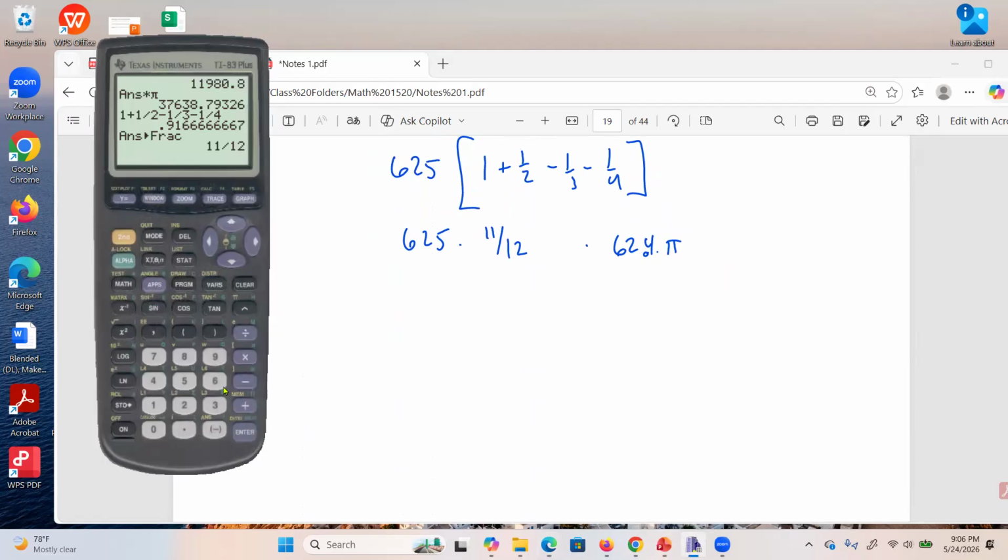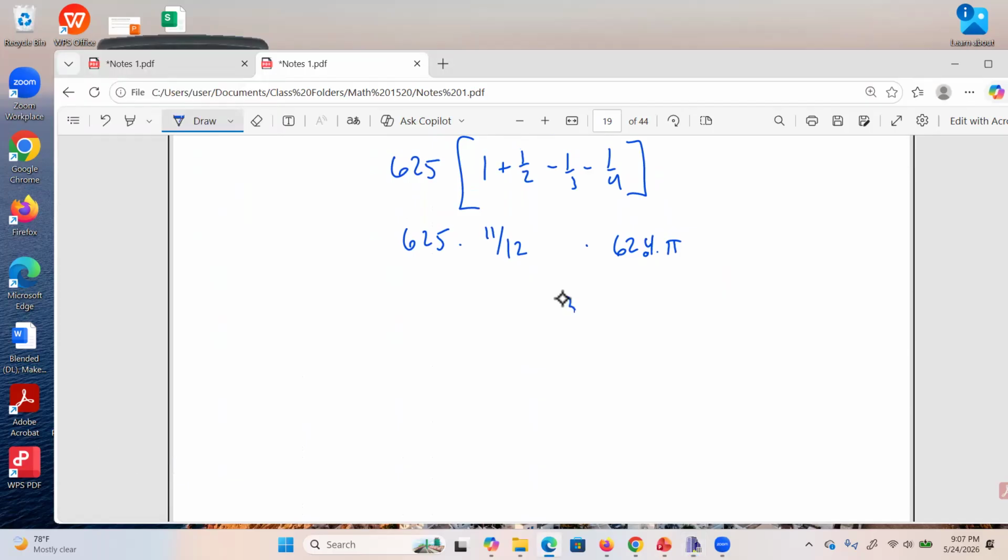So we'll say this is going to be 625 times my 11/12. I'm just going to type in answer. That's my 11/12 times my 62.4. I will leave the pi on the outside there. That'll give me 35,750. 35,750 pi foot pounds. Okay. And that would be a nice answer for that.